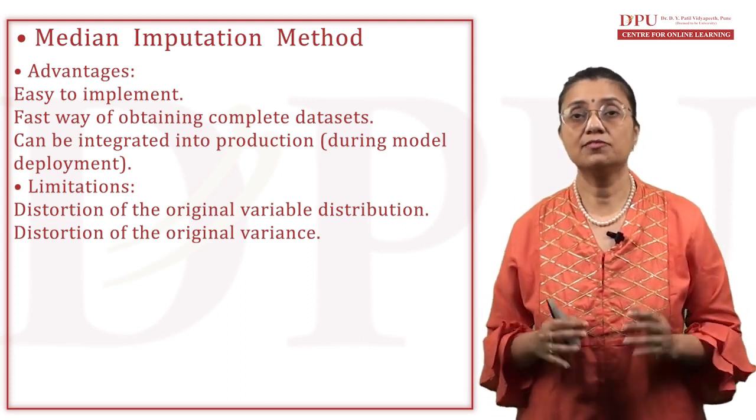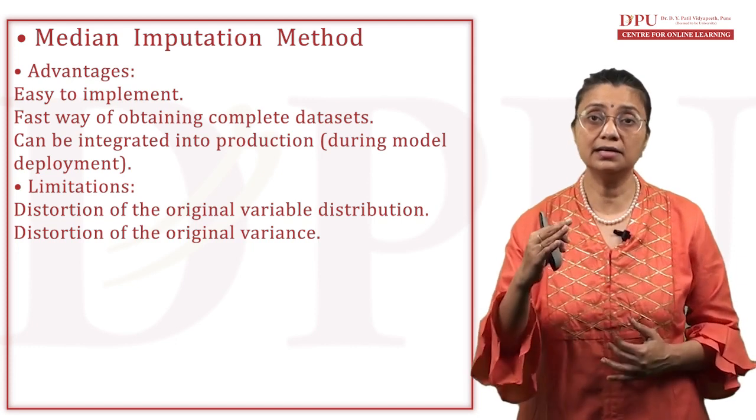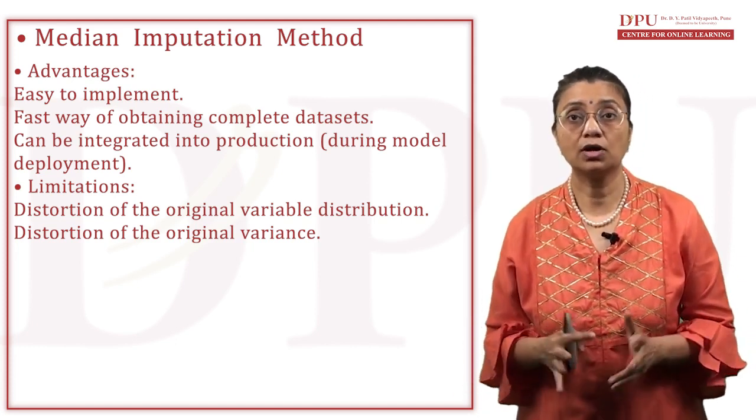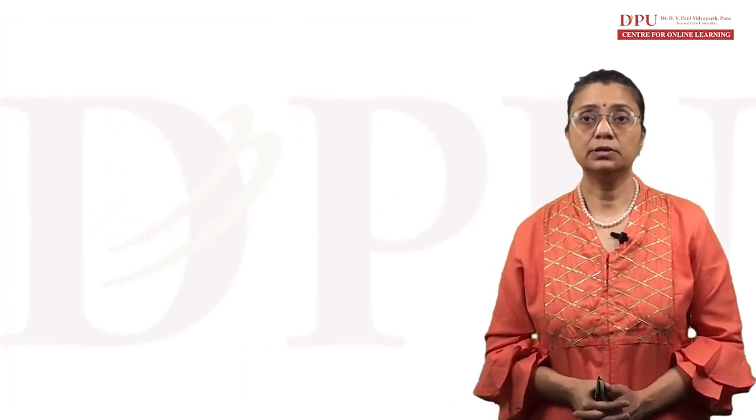So in this case, if the original data was a very high data or very low data, in that case there will be a hell lot of distortion of the original variance and original variable distribution.